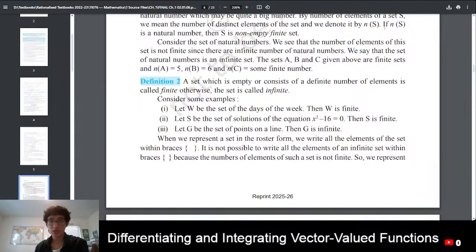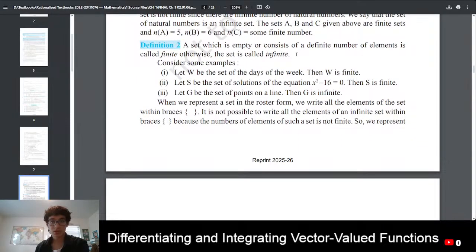And if it's a natural number, so if the total number of elements is 1, 2, 3, something like that, then it's non-empty, right? Non-empty means that it's not zero, and finite means that it's an actual number. It's not infinite. Consider the set of natural numbers. We see that the number of elements of this set is not finite since there are an infinite number of natural numbers. So it's an infinite set. A set which is empty or consists of a definite number of elements is called finite. If it's not that, then it's called infinite, right? They're just opposites. They're complements of one another.